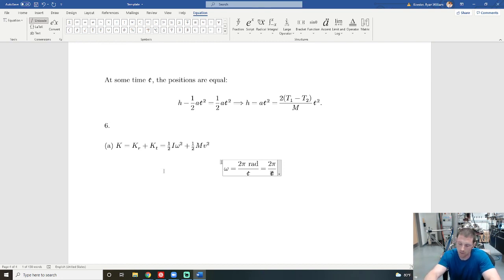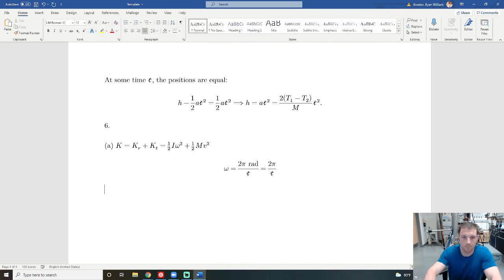Even on the exam, I don't care if you want to use the computer to convert units. That's a small, silly thing, I think, to emphasize or stress about. So this is what we find for omega.